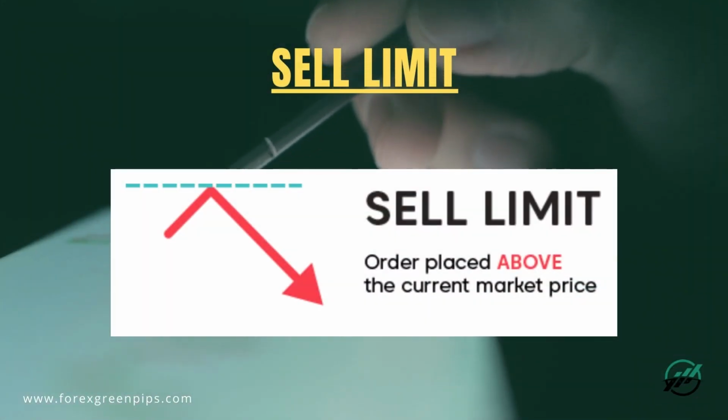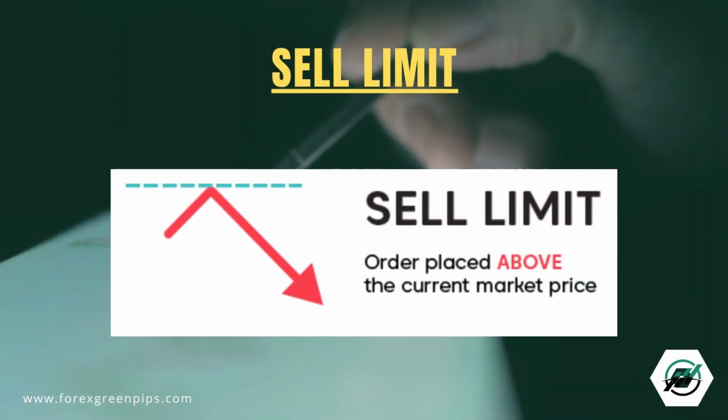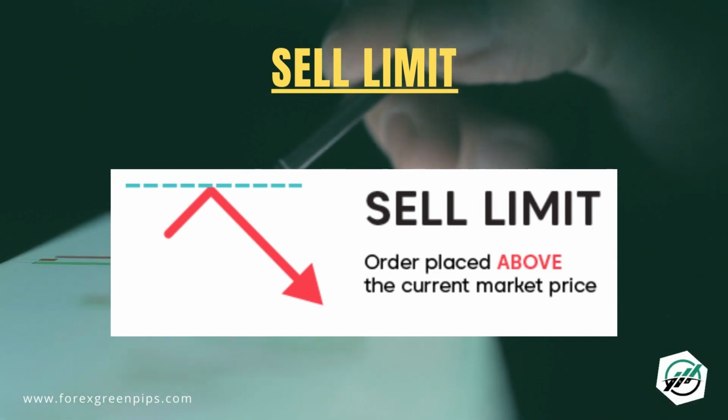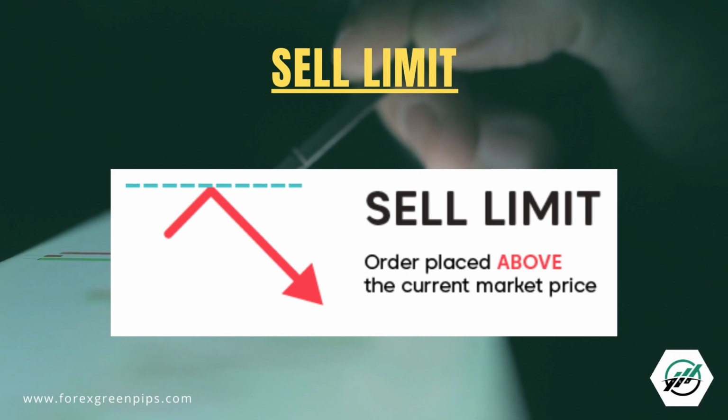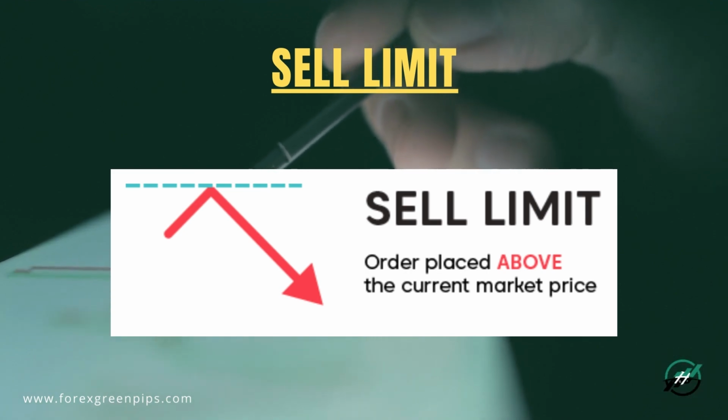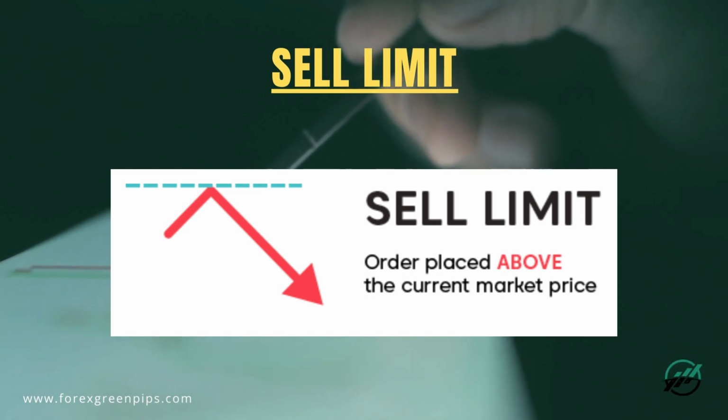Sell limit. This order type is useful if you expect prices to rise to a certain level, usually a key resistance level, and reverse from there. It is particularly useful for reversal strategies. You would place this order above the current market price.